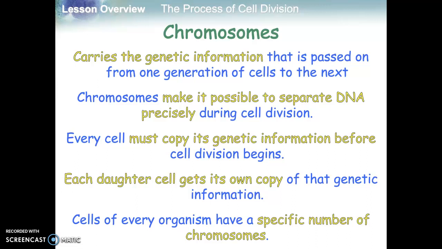This DNA must copy information before cell division begins. It does that through a process called replication. Again, forming chromosomes makes this easier, which then allows each new daughter cell to get its own copy of the genetic information in full detail. One thing you need to understand is that each type of organism has its own specific number of chromosomes. For example, in humans, our chromosome number is 46, and we call that the diploid number. So those are some things about chromosomes and the importance of DNA winding up into chromosomes.